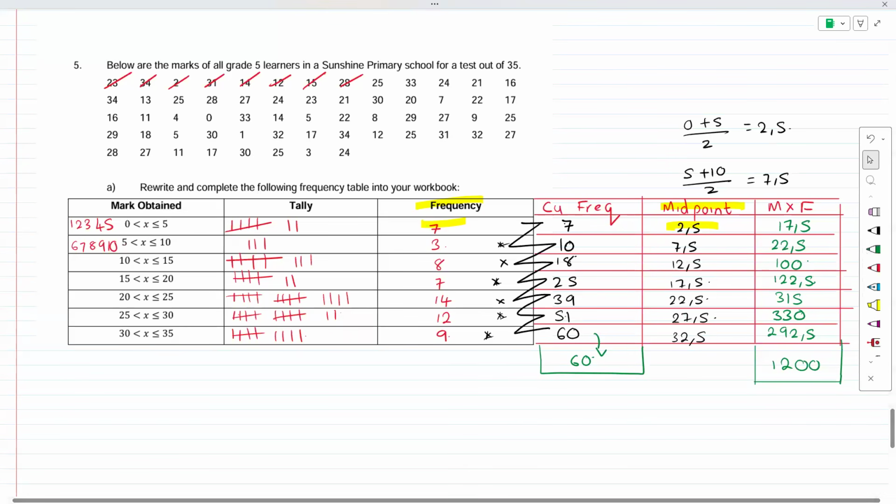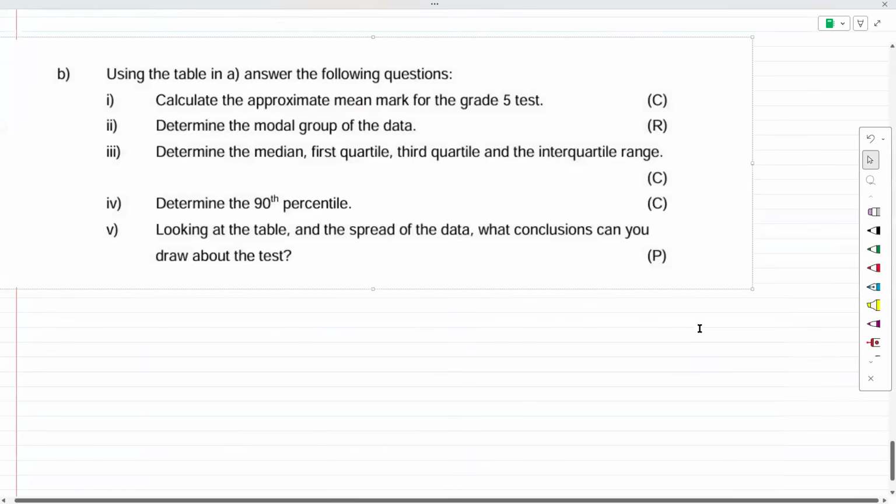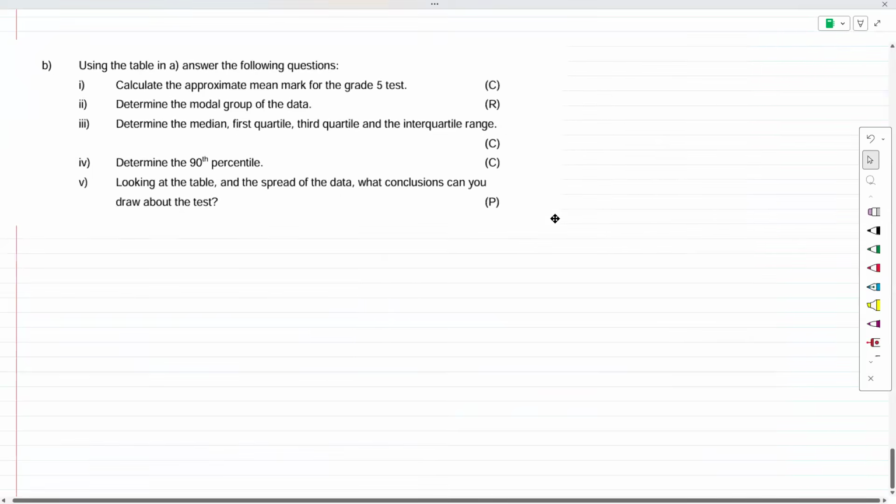I understand the school won't make you guys do midpoint times frequency. It just makes things easier. Okay, let's go with this, now we can start to answer these questions.